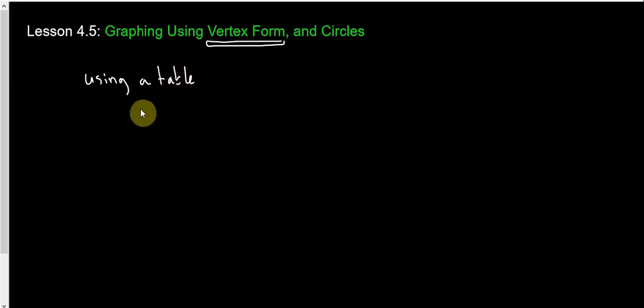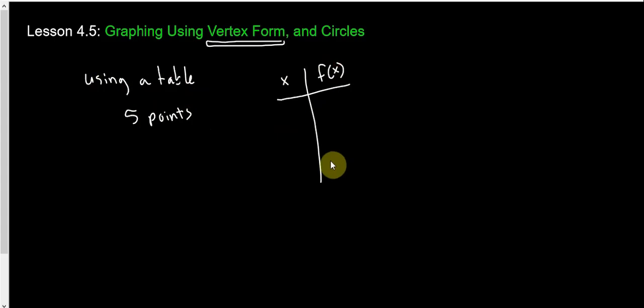And I want you to have about 5 points on your table. Now, here's what's going to be really interesting about when you make your table. Because you know how to find the vertex, you already have a leg up. What you're going to want to do is have the middle point be your vertex. And then I just need you to graph 2 more points on each side.